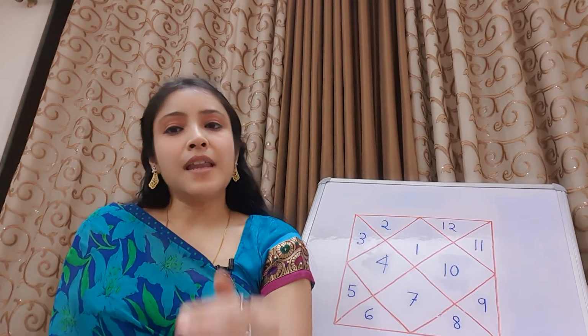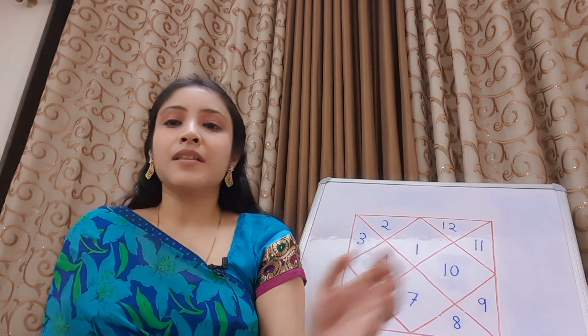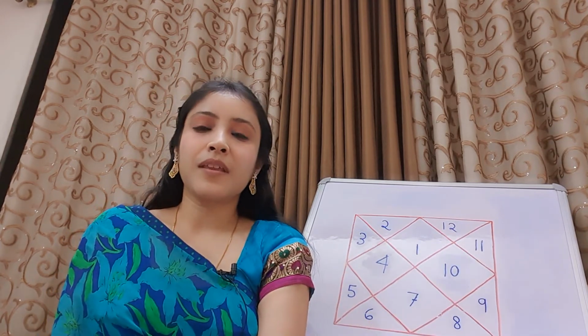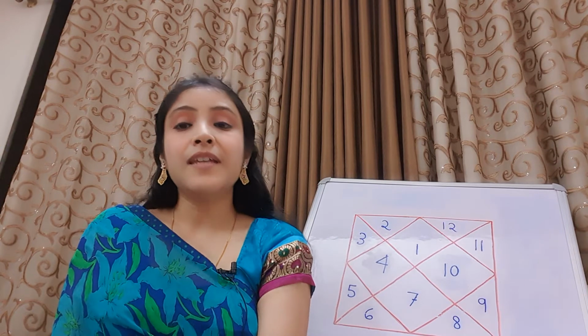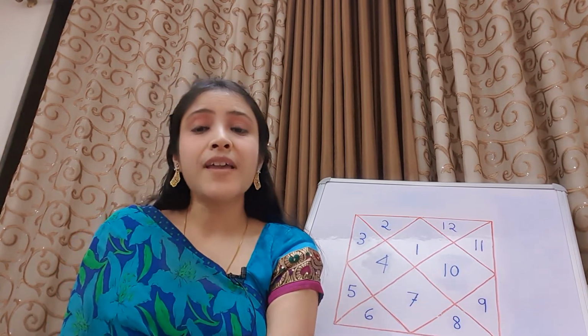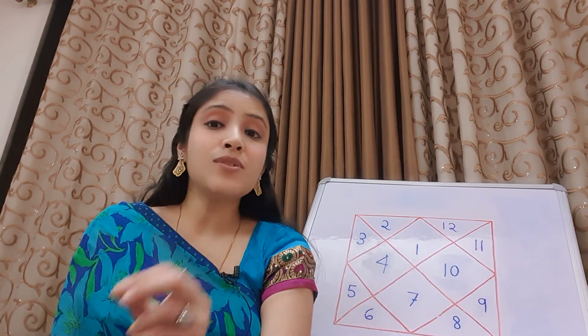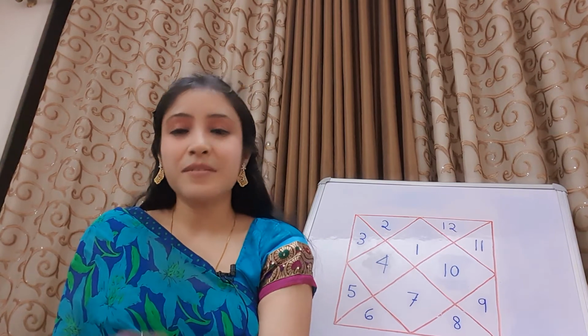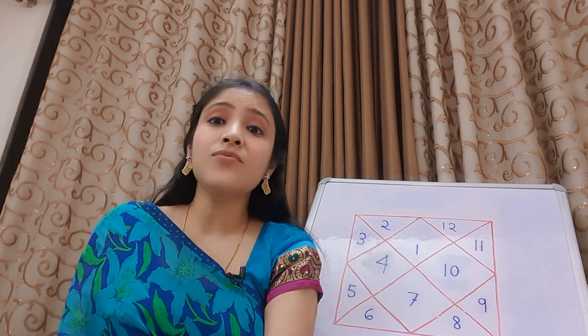Okay, now let us go to the fifth house. Fifth house in the Kalpurush Kundli is ruled by Leo sign, and Leo sign is the sign of Sun.